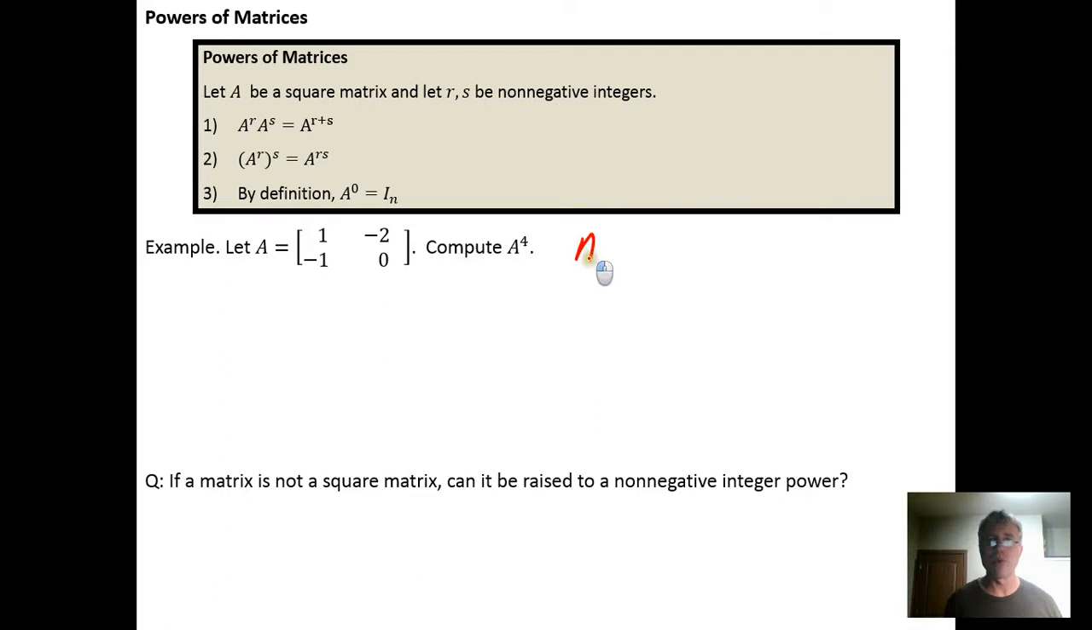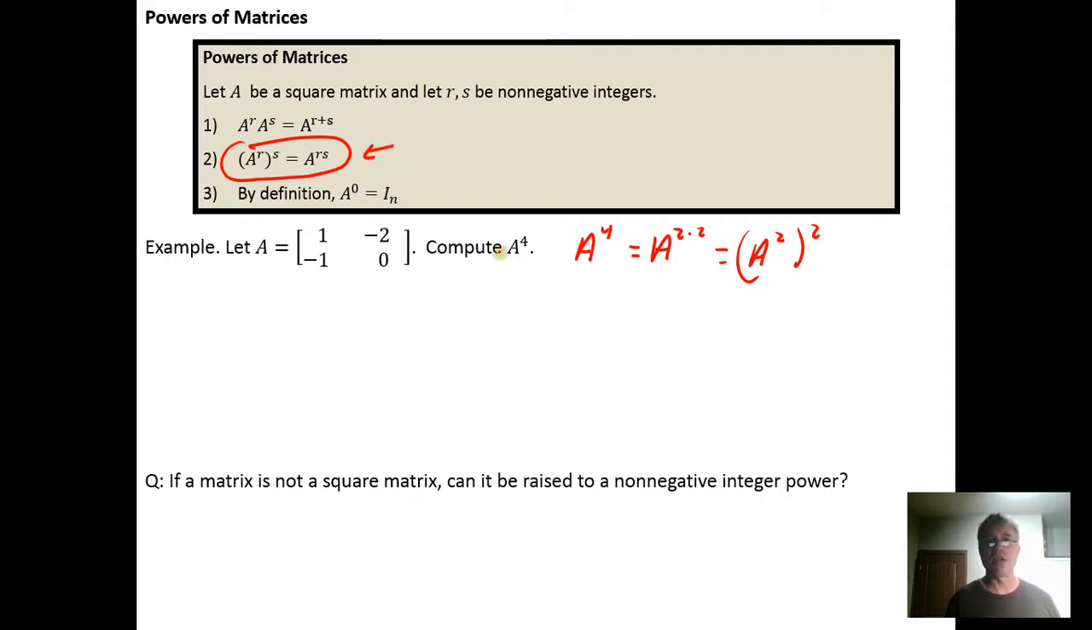So for example, we could recognize that if we have A to the 4th, we could rewrite it as A to the 2 times 2, which is the same as A squared, using exponent rule or property number 2 right here.